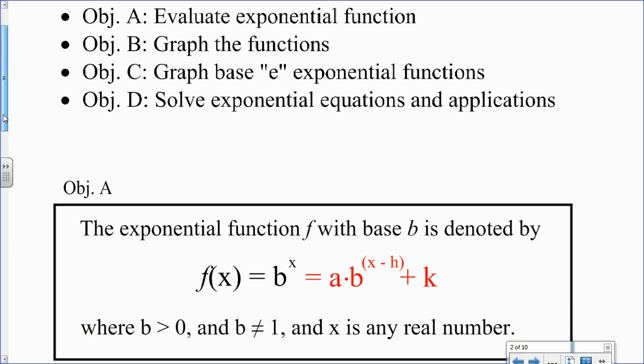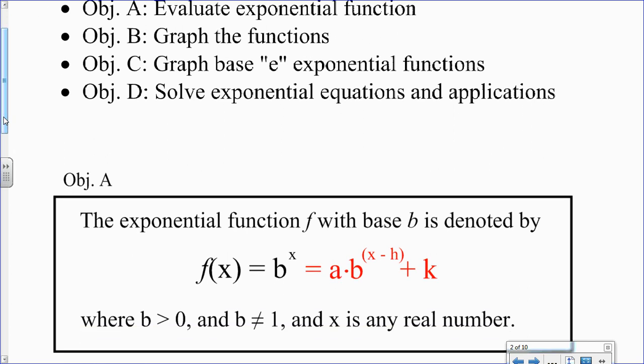Okay, so here's the formula for an exponential function. So b to the x is like the parent function, and then this is the shifted form here, the a times b to the x minus h plus k. So this is like the parent, and then this is the transformed.